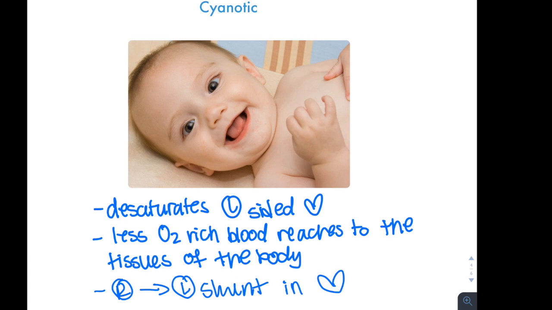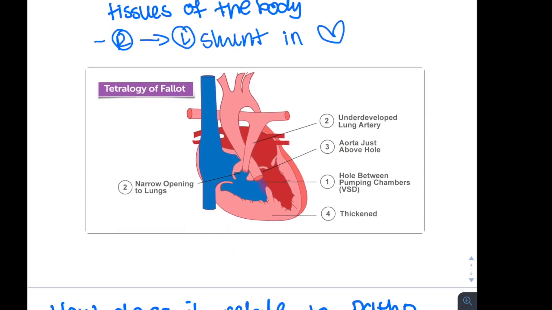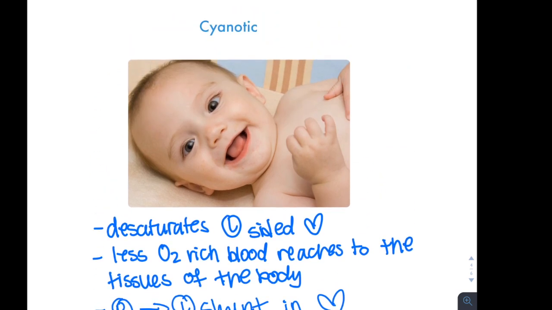A very common example of this would be tetralogy of Fallot. The blood is just going to pop straight from the right ventricle, not go up to the lungs, and go right into the left ventricle and out to the body without being oxygenated. So your oxygenated and deoxygenated blood get mixed together, so there's not enough oxygen to your body. This is dangerous to see in babies because you're able to see it very visibly. Their eyes are going to turn blue, the tip of the tongue is blue too, and so are their lips.